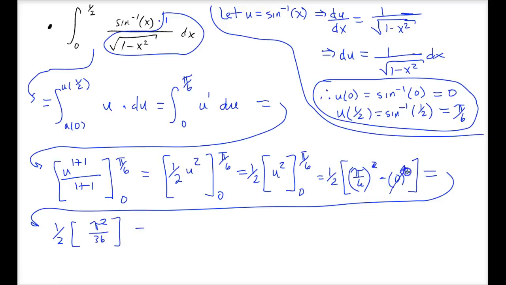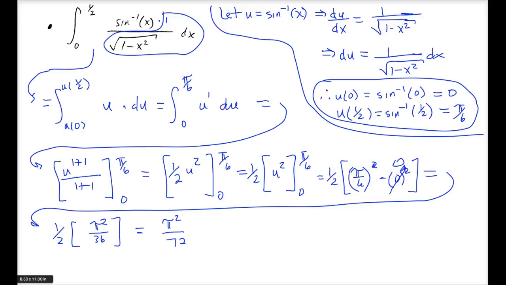Of course, this is just 0, so we don't worry about that part. And that will be pretty much it. So we'll have pi squared over 36 times 2, which is 72. And that will be about it. So we'll go ahead and move on to our next example.